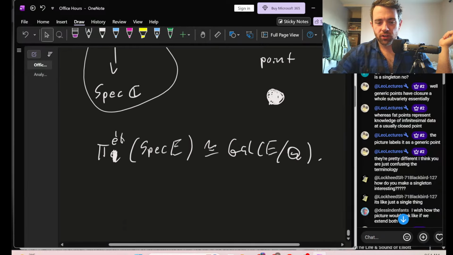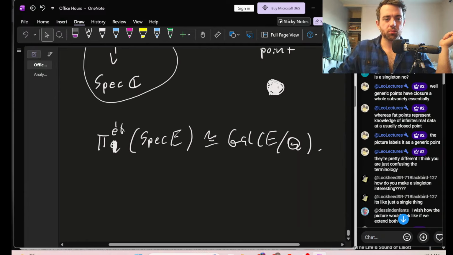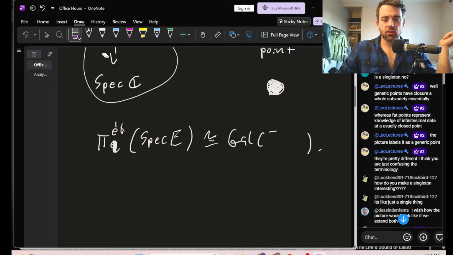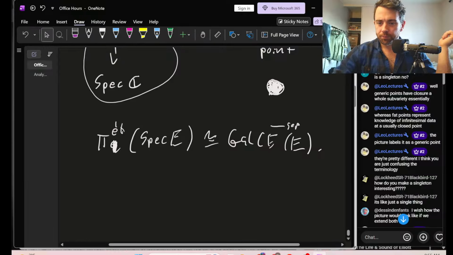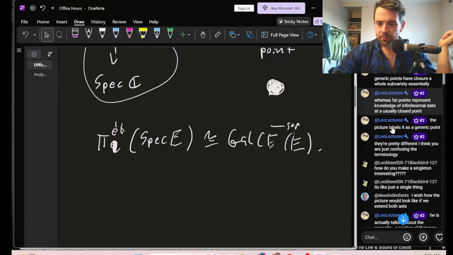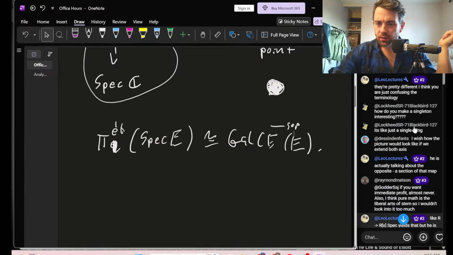Oh yeah, I guess I wrote it... I guess isn't it the other way around? Am I mistaken? Shouldn't it be this Galois group? We might even have to take this to be separable or something. Okay, I guess I'm going to have to look into this.